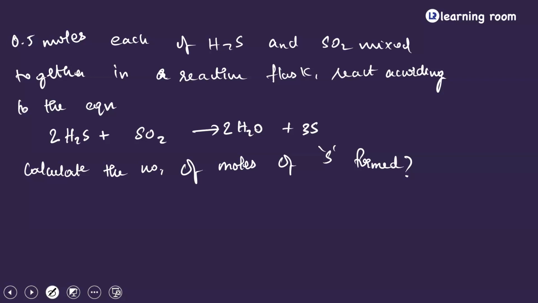H2S is 32 plus 2, which is 34. SO2 is 32 plus 32, which is 64.